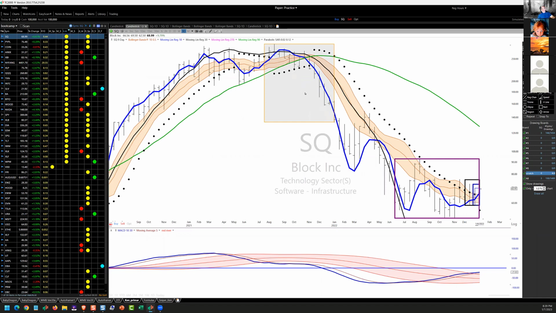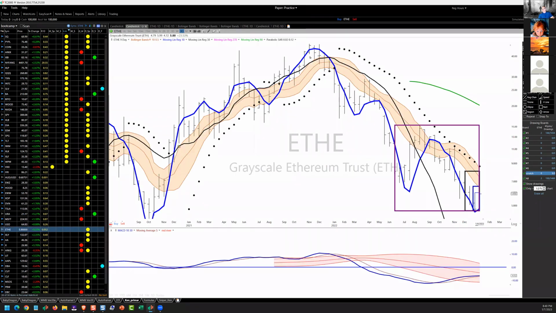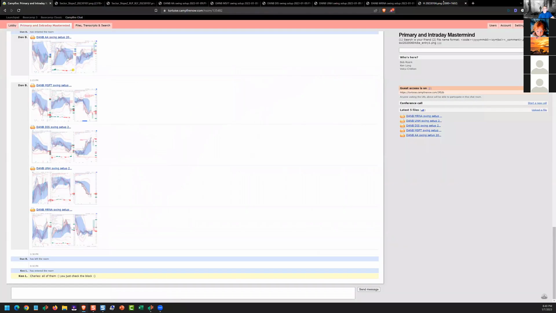So yeah, that's a very handy device. And then if I hit delete, that'll go ahead and erase it from all of them. So go back to ETHE, and then that box is gone from all of them. So yeah, that's a pretty powerful tool.